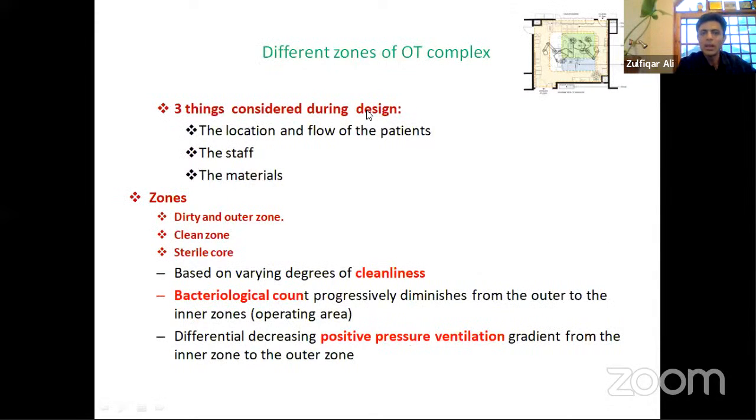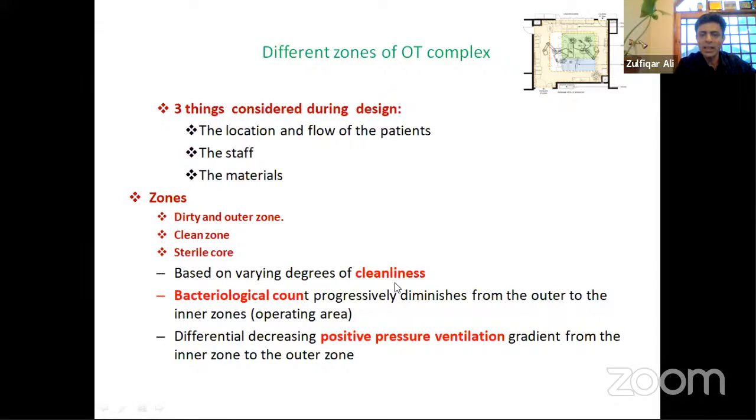Now, if we see the different zones of an OT complex, we have mainly to keep three things in mind once we design an operating room. What's the location of the operating room in the hospital? What is the flow of the patients? What's the staff that's working in the room? And what's the material that we are using for the particular surgery that's being carried out in the operating room?